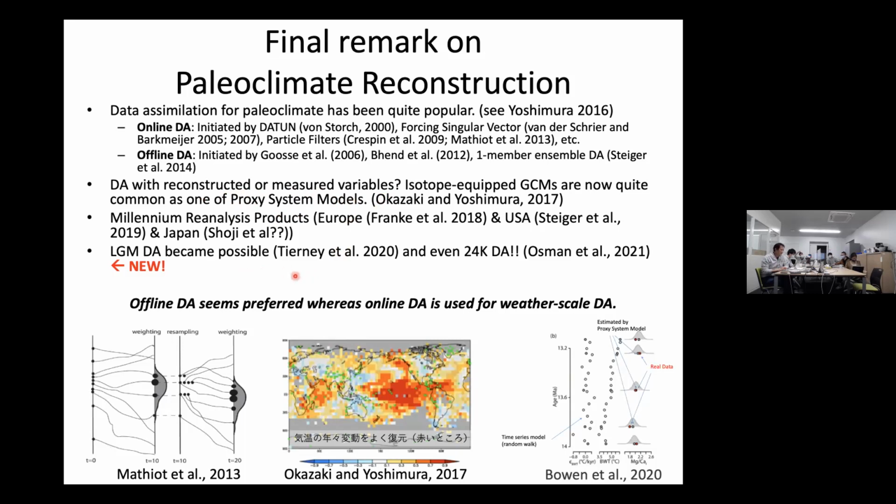But recently, an impressive paper came out from Jessica Tierney's group. The data assimilation using iso ESM and then isotopic proxy data can be made. So this kind of data assimilation for paleoclimate is another direction for us too. And the offline data assimilation seems preferred, whereas online data assimilation is used for weather scale. So this is the final.